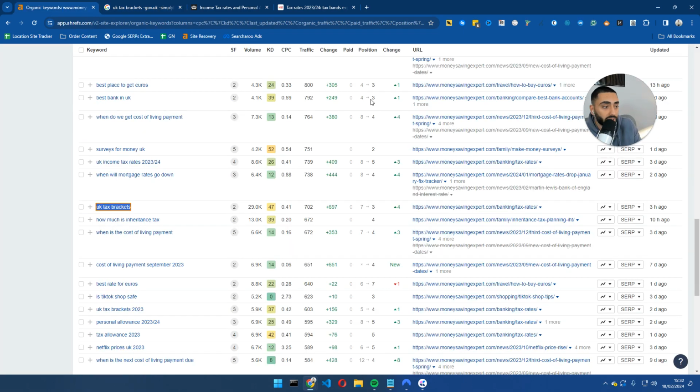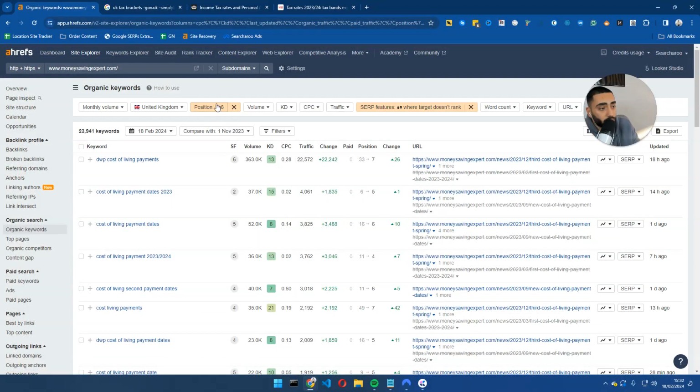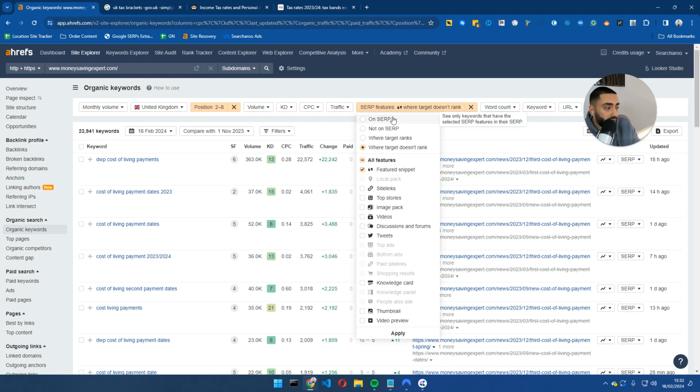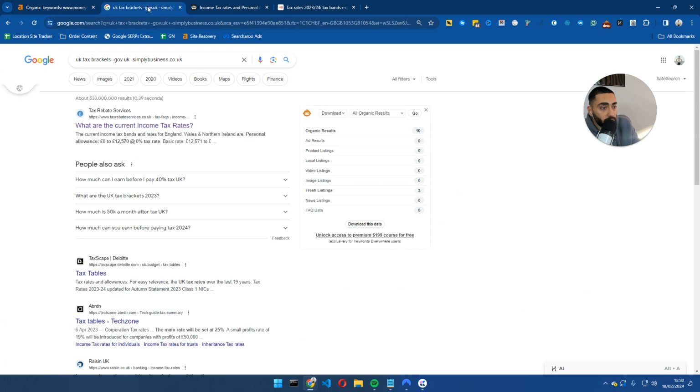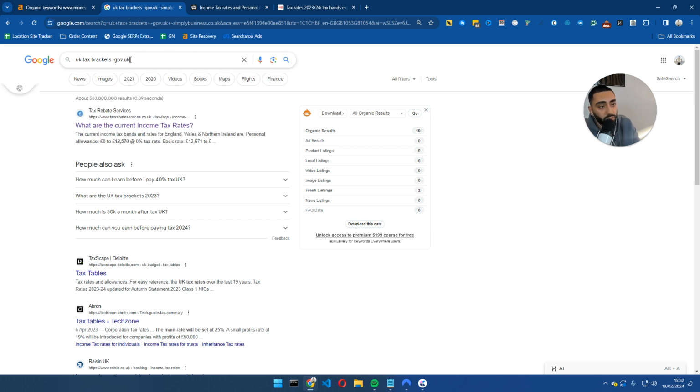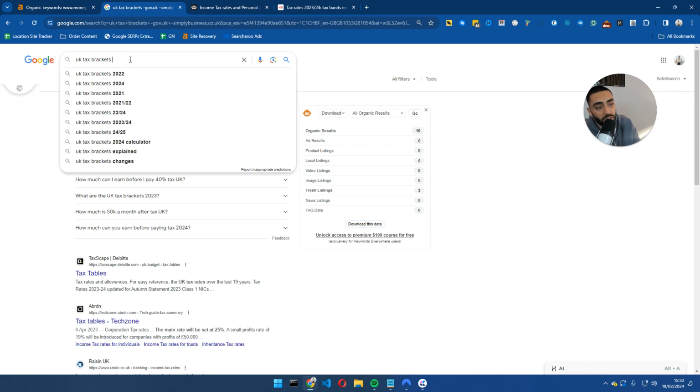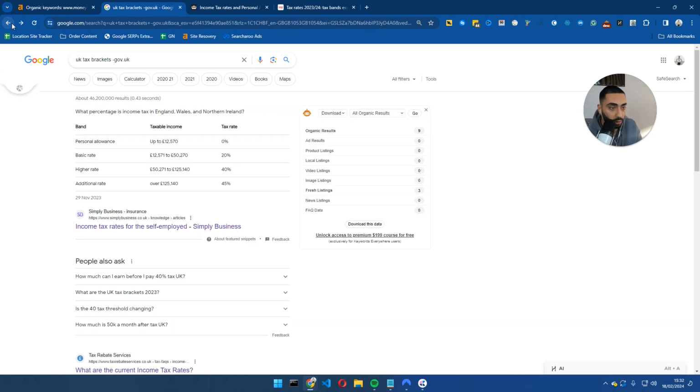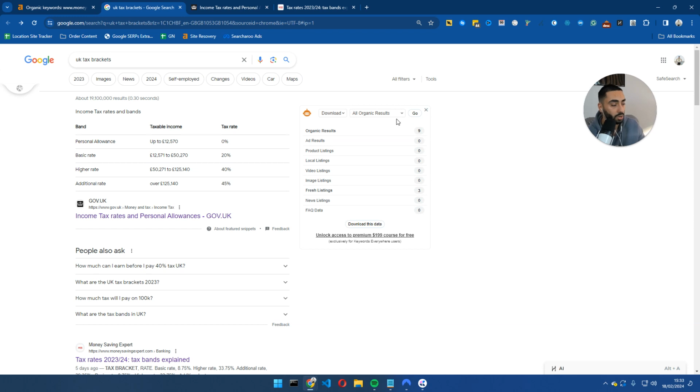Do this method. First of all, go to Ahrefs, do positions 2 to 8, and then SERP feature where target doesn't rank, and then it has a featured snippet. And then when you are trying to analyze and figure out why you don't have the featured snippet, do the featured snippet queue, where you do minus site colon, and you can see who is in the second spot for the featured snippet queue as well. So that has been my video on sniping featured snippets, as some people call it.